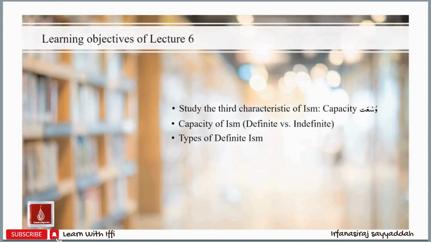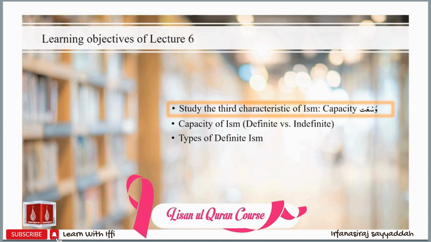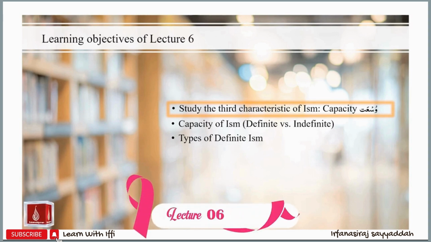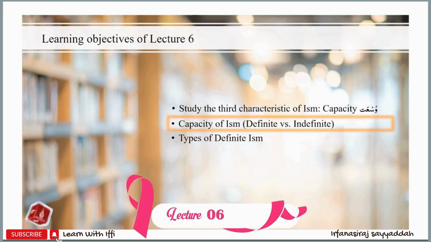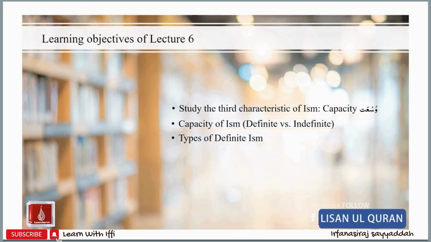Our learning objectives for the current lecture will include the study of the third characteristic of ism, which is the capacity of the ism, also called wusat. Within the capacity of ism, we will study whether an ism is definite or indefinite. And finally, we will study the different types of definite ism.